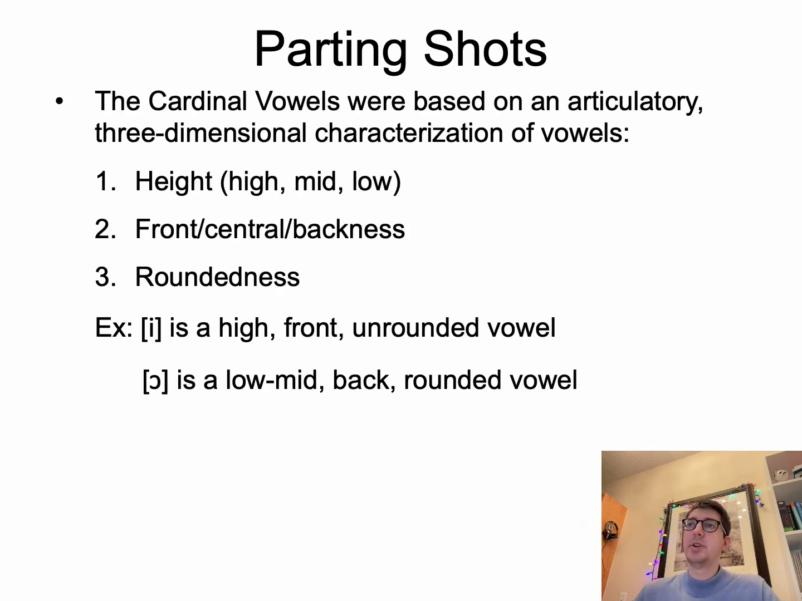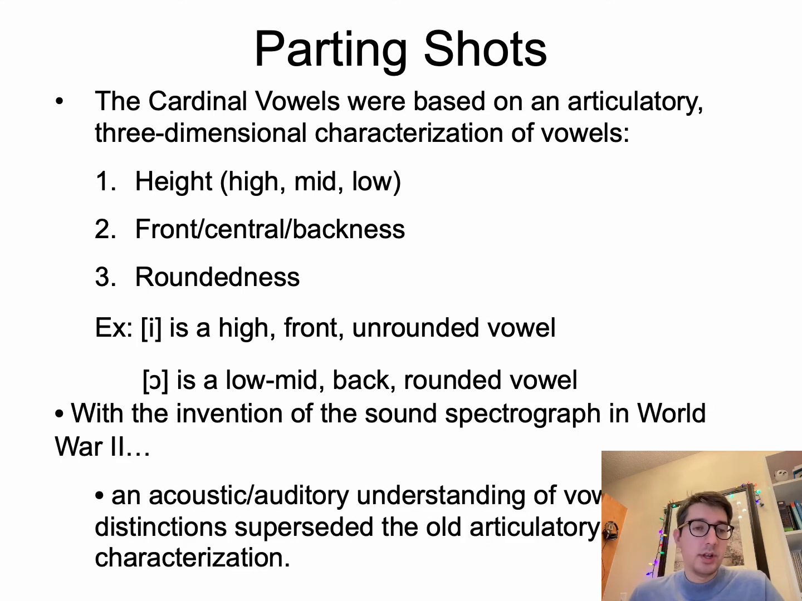Lastly, I'll just briefly list out the parting shots. First of all, cardinal vowels were based on an articulatory three-dimensional characterization of vowels: height, frontness, and roundedness. E is a high front unrounded vowel. O is a low mid back rounded vowel, for example.